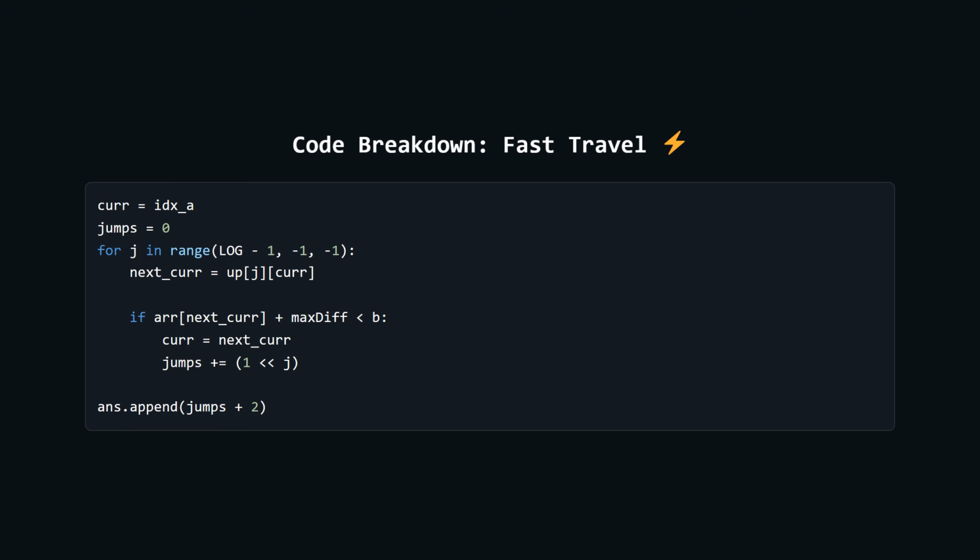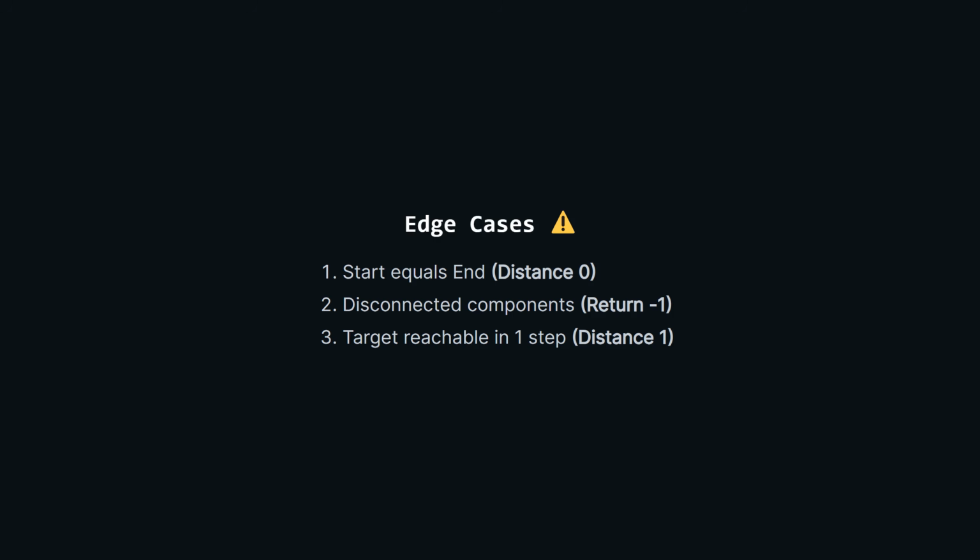Finally, for each query, we use our table to take massive leaps forward, stopping exactly when we are just one single jump away from reaching our target. It is crucial to handle edge cases by explicitly checking if the start and end are identical, completely disconnected, or close enough to reach instantly before we try to do any complex jumping.